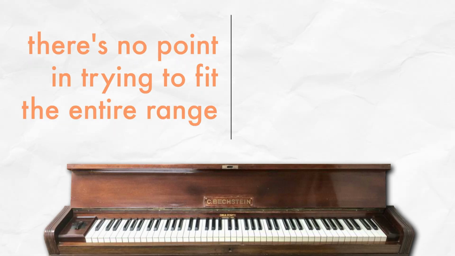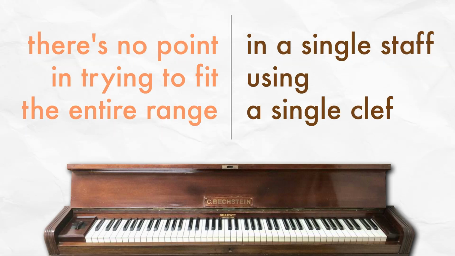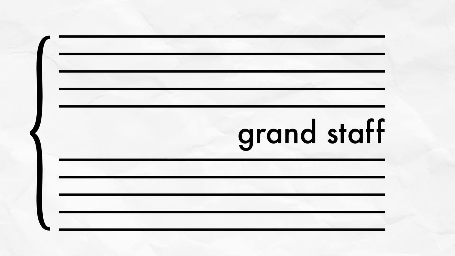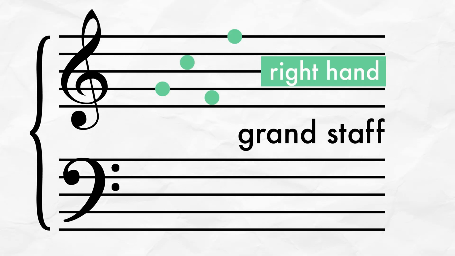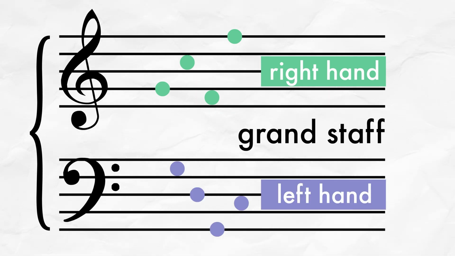Now, in the case of instruments with very wide ranges such as the piano, there's no point in trying to fit the entirety of their range in a single staff using a single clef. So what we do is use 2 staffs joined together, which is called a grand staff. The top staff uses the G-clef and the bottom staff uses the F-clef. So the higher notes, usually played by the right hand, are written on the top staff, and the lower notes, usually played by the left hand, are written on the bottom staff.